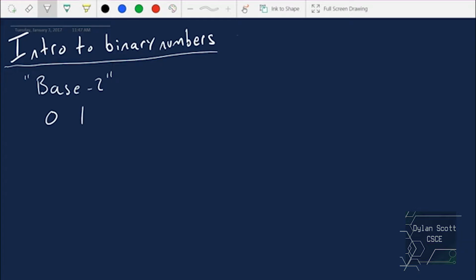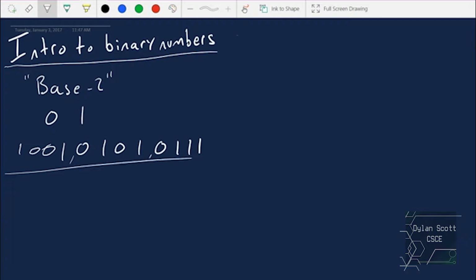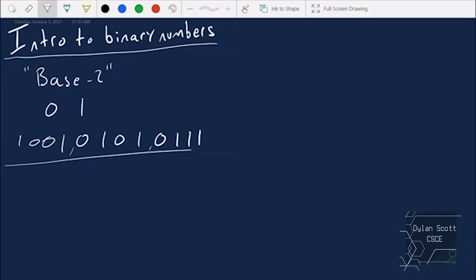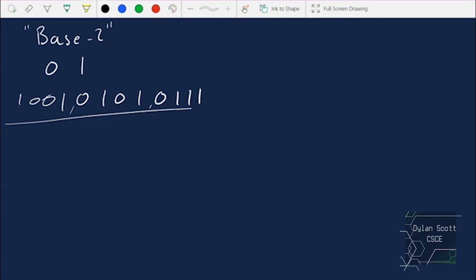So a binary number would look something like this. You have some random number, and let me keep it 4 digits. This right here is a number in the binary system, and it stands for something, and we need a way to convert this to decimal. So that's the long-term goal: to be able to convert between decimal and binary and to become more comfortable while working in the base 2 system.